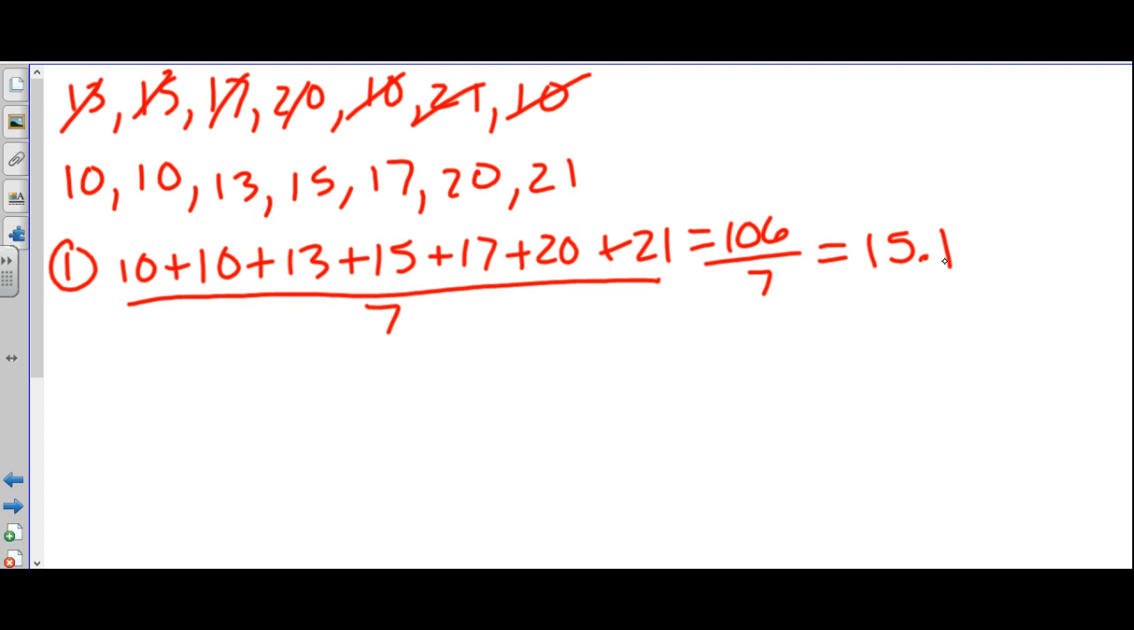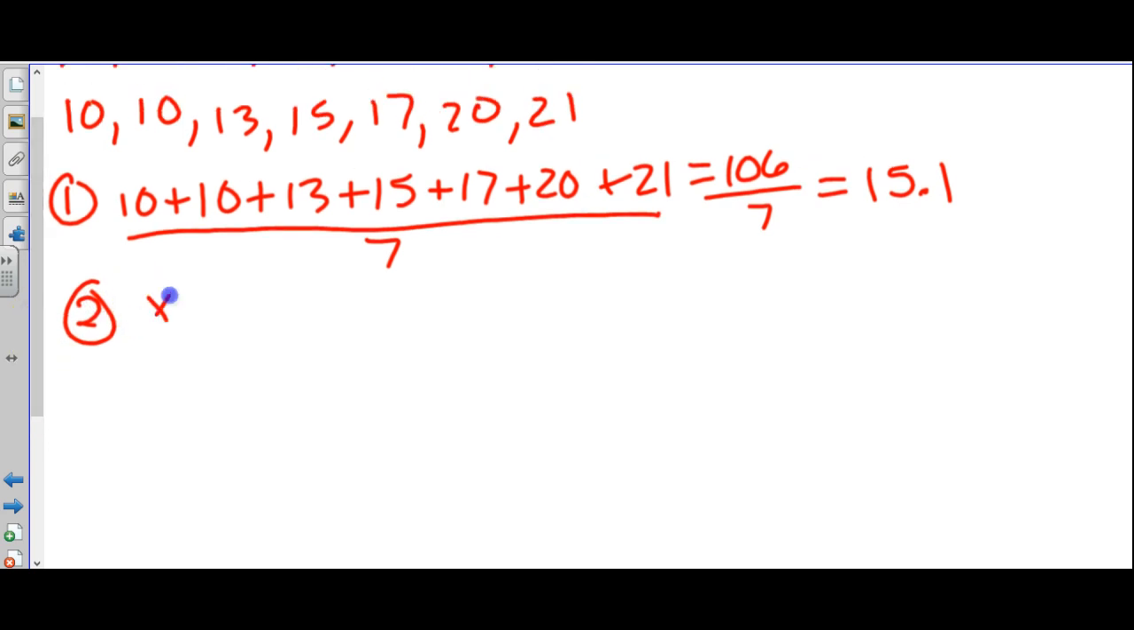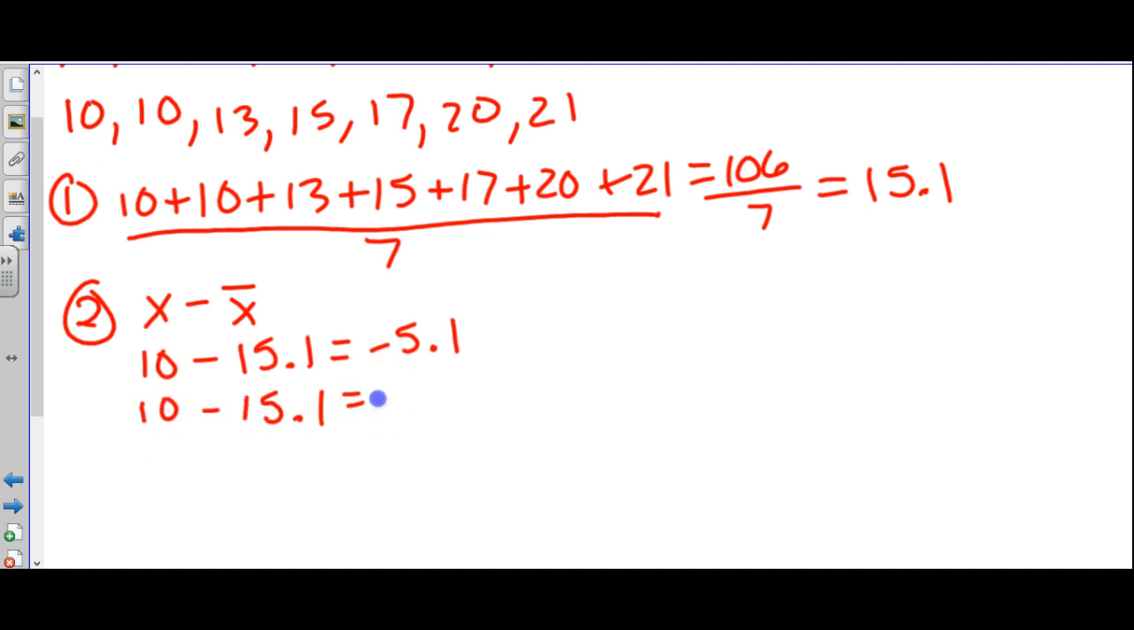So next, we have to go through and find all of the differences. In other words, we're doing a lot of subtraction. So our first number was 10. 10 minus the mean of 15.1 is negative 5.1. We do that again because the next number is also 10. 10 minus 15.1 is negative 5.1. We do it again with the 13. 13 minus 15.1 is negative 2.1.